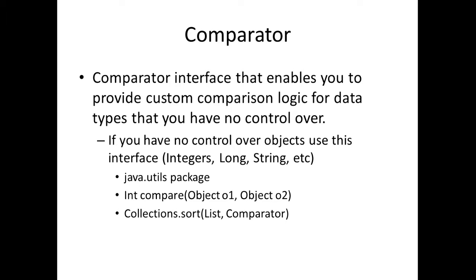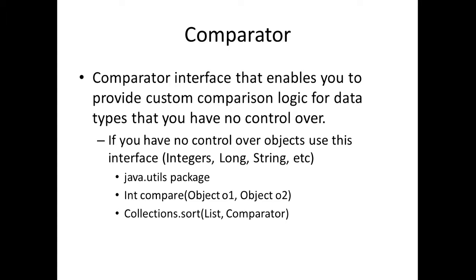The first thing I want to talk about is the comparator interface. The comparator interface is basically an interface that enables you to provide custom comparison logic for data types that you have no control over. Now, the data types that you have no control over are the objects that already exist in Java. So they're basically objects that you do not create yourself. And as I said before, they're objects that initially come with Java, such as integers, long, string, etc.